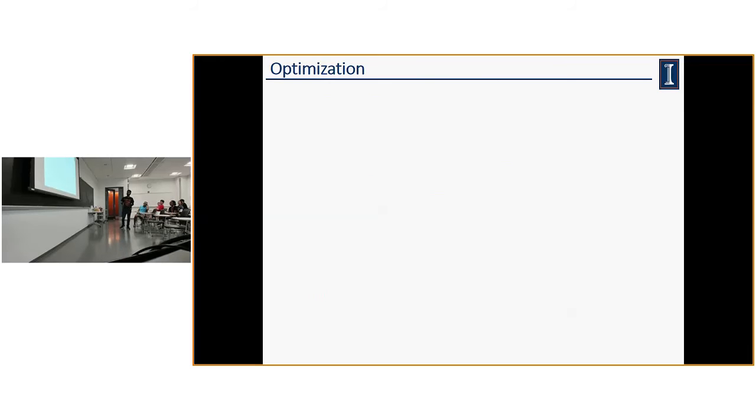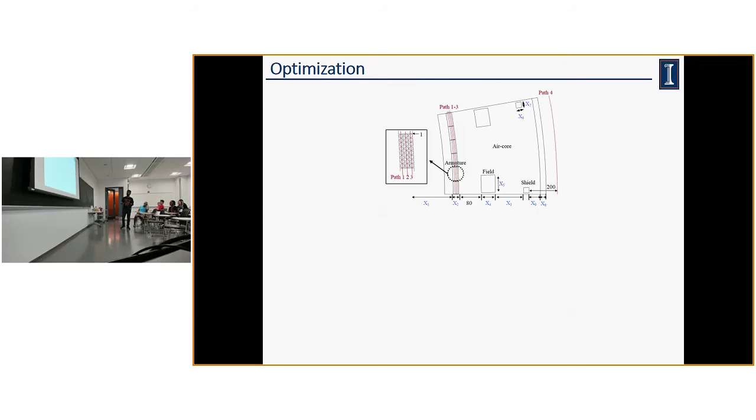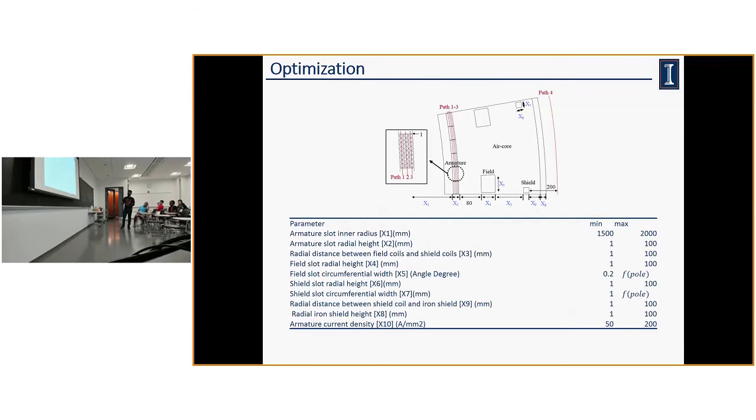So how do we minimize our losses? This is our optimization. We use a genetic algorithm based optimization. We choose all of our parameters to be optimized, for example the armature radius, the armature conductor area, the field conductor area and the shield conductor area. All of the machine parameters we choose to be variable, and then we put a range to explore where our machine is going to be.